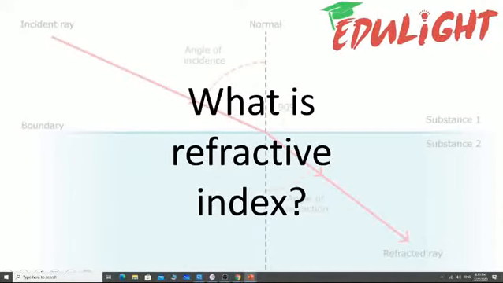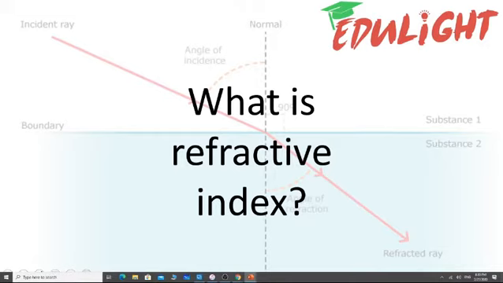Okay, now I said a couple of minutes ago, what is refractive index, in Bangla. What are we saying? What do we mean by the refractive index?